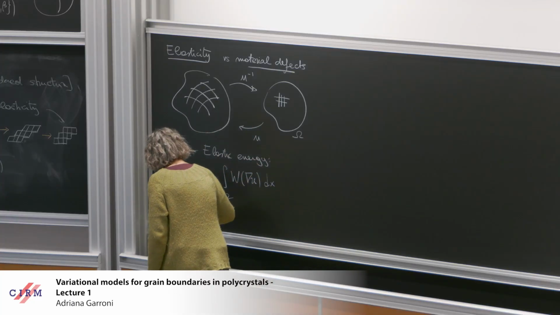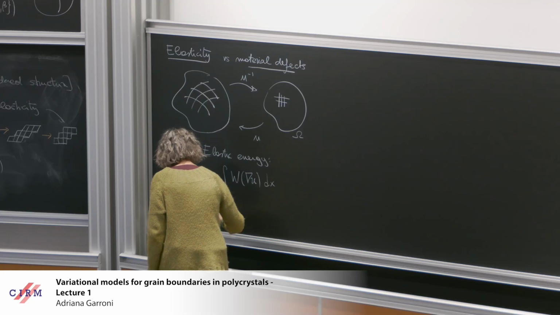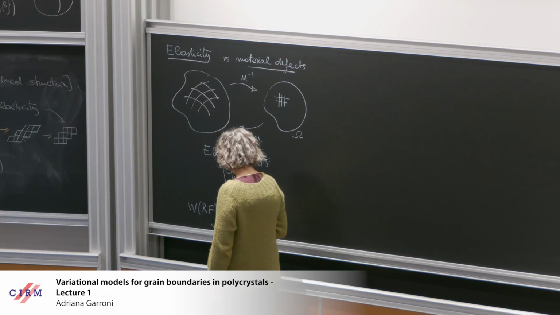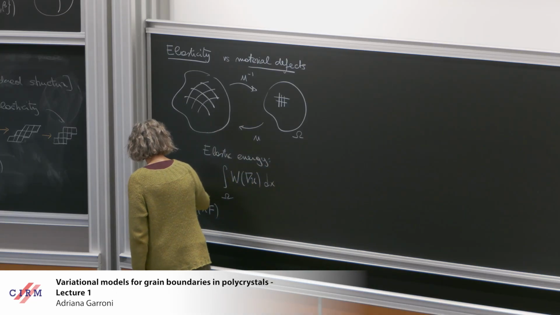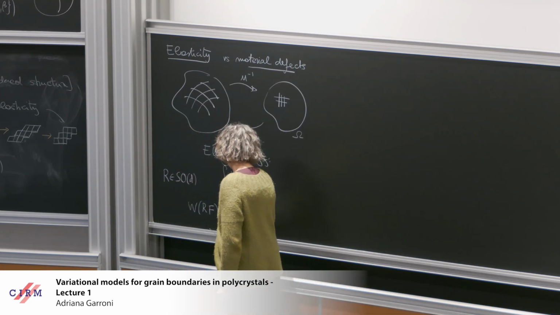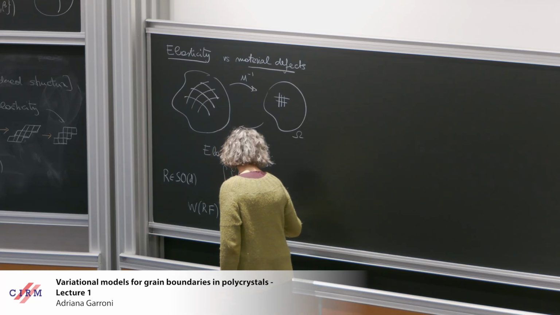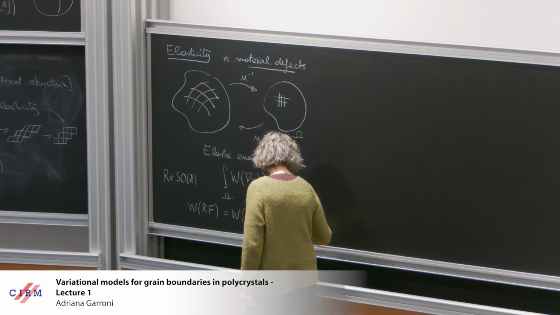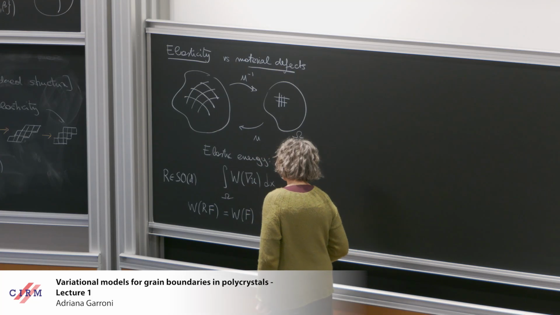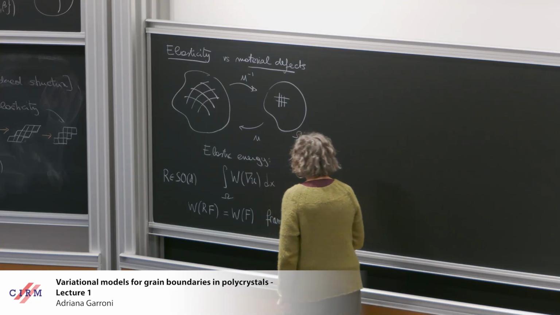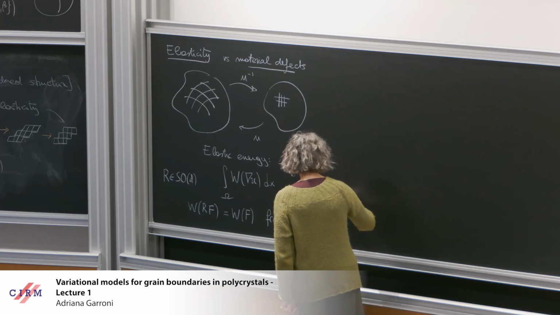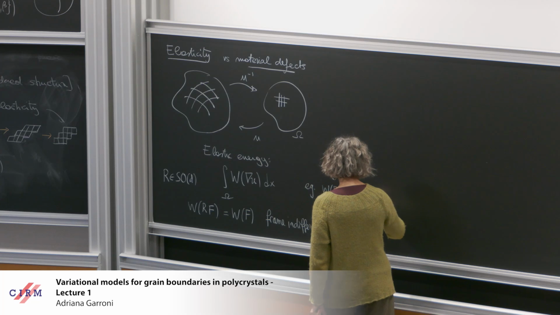And this energy density has some basic properties. For instance, if you compute your energy on a given matrix F and you rotate by a rotation, you shouldn't change the energy. And this is the frame indifference statement. For instance, a good candidate that we will use is distance squared from the rotation.